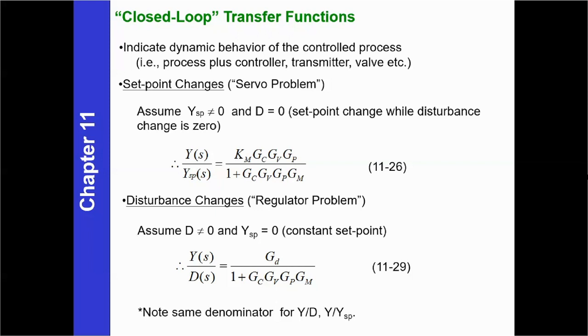If we assume D is not equal to 0 and Y set point is equal to 0, for a constant set point, then in this case we have Y over D equal to Gd over 1 plus Gc Gv Gp Gm. And we can see that for Y over D and Y over Y set point, equations 11.29 and 11.26, they have the same denominator, which is at the bottom here, this one here and this one here.